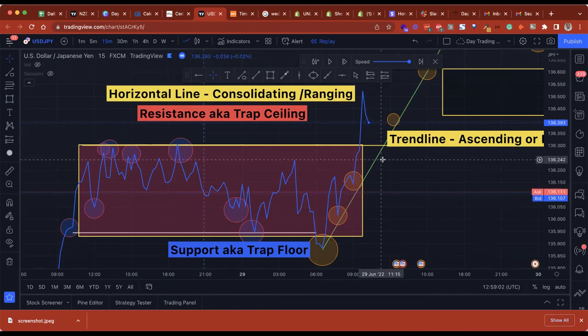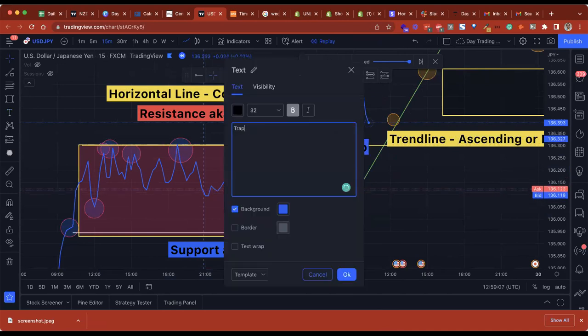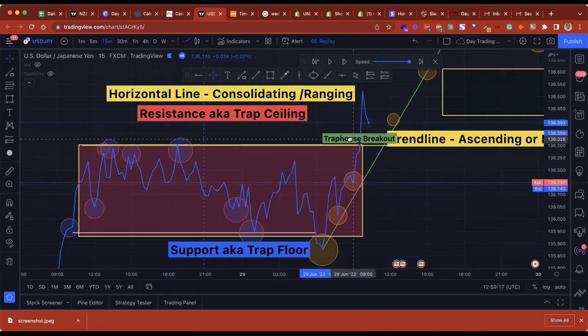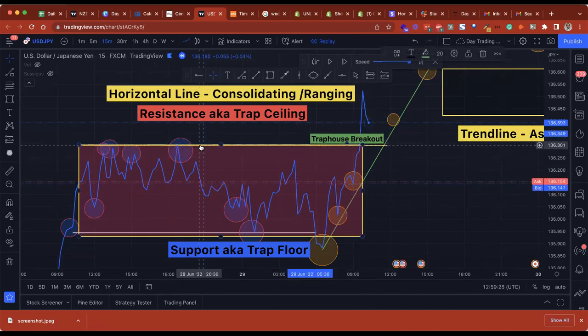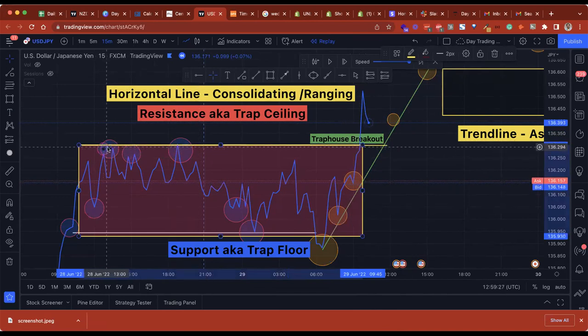Okay. And then my strategy that I teach people is the trap house breakout. Trap house breakout. And that happens when the price right here in this area breaks out of the trap. But you got to know how to draw the trap first. You got to be good at drawing these horizontal lines.